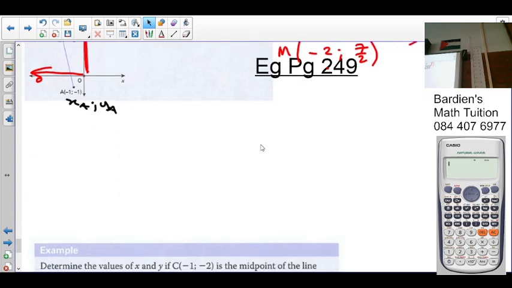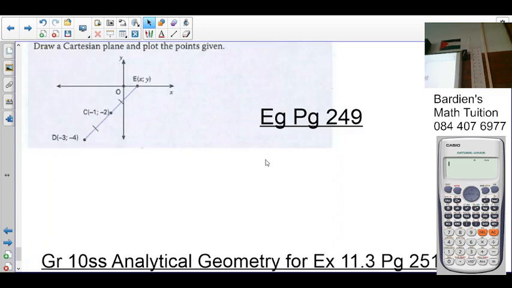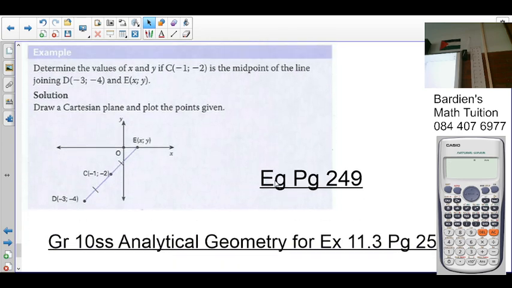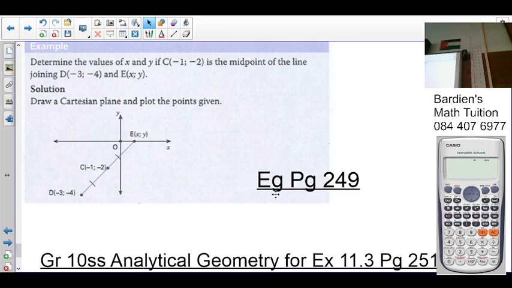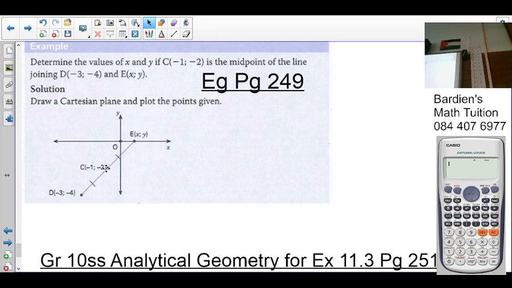This is the next example, and this example is on page? Sorry? Same page. So here we are told to determine the value of x and y if C, which is (-1; 2), is the midpoint. Now here we are given the midpoint. So that means we must work in converse or reverse. We are given D, which is (-3; -4), and E, which is (x; y). So they draw a Cartesian plane and plot the points given.